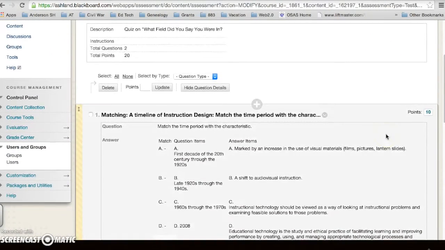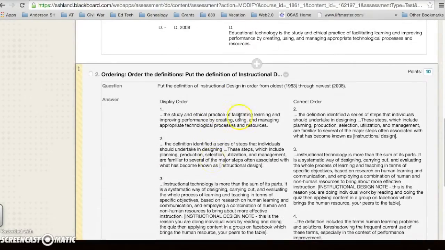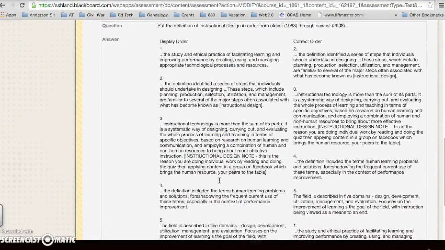I made you do matching. We've got the dates. That creates a timeline, so it gives you learning within an envelope. We actually have continuity of time, and you see what kind of steps are happening as we go through time in the evolution of instructional design and theory. In the second one, we throw out the dates because they're no longer really the important aspect. The important aspect is the building of the definition and how the definition evolves over time.